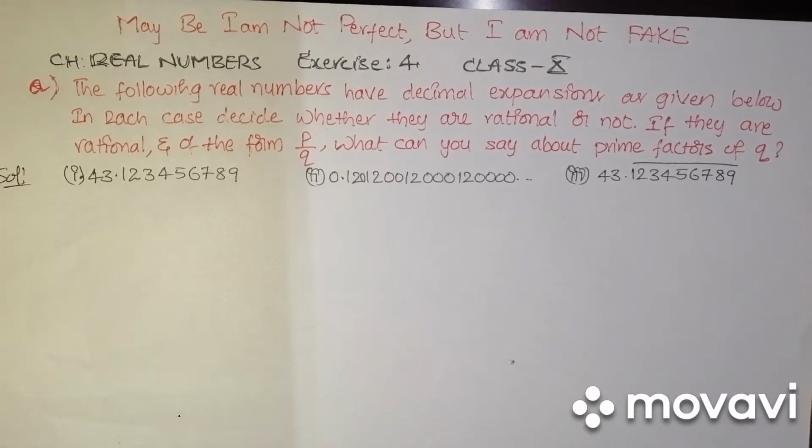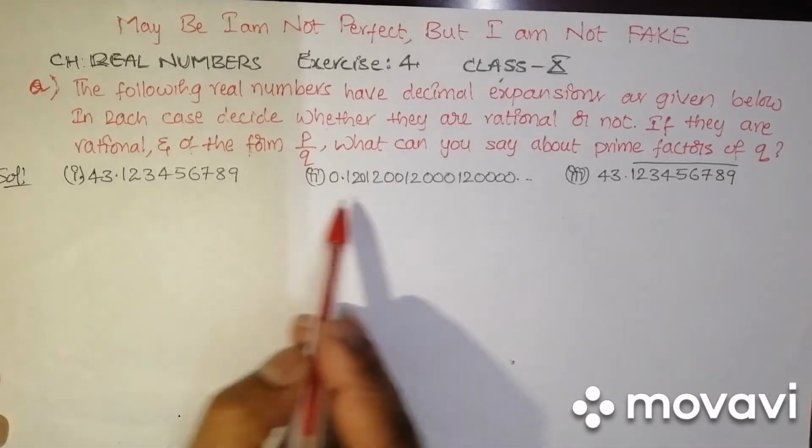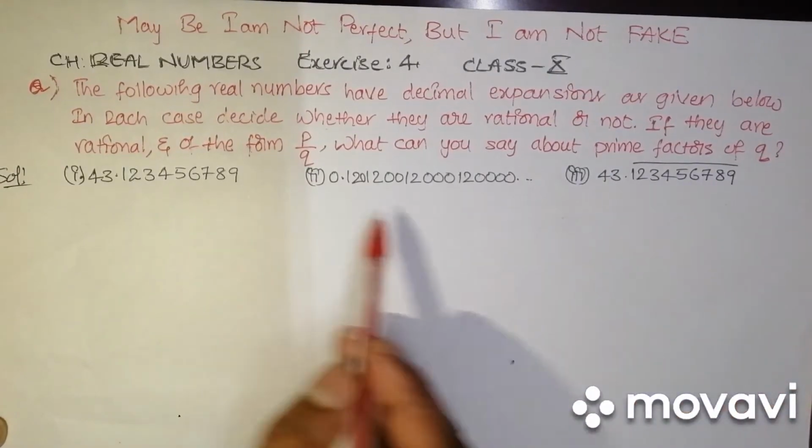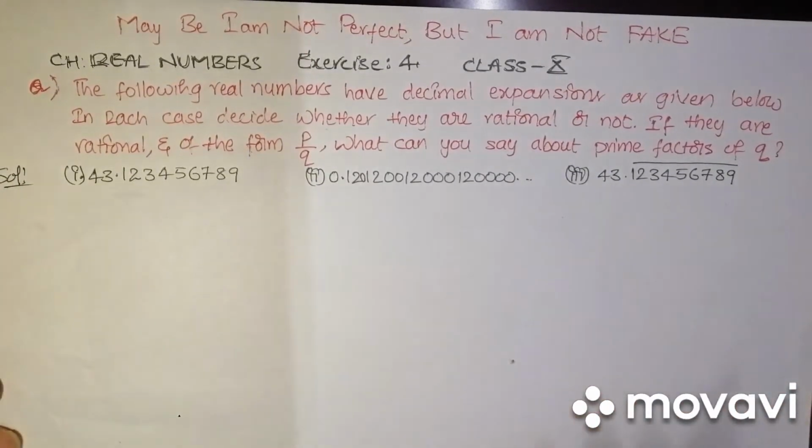Today we are going to solve one of the problems from the fourth exercise of the chapter Real Numbers from class 10. The question here is: the following real numbers have decimal expansions as given below. In each case, decide whether they are rational numbers or not. If they are rational numbers and of the form p by q, what can you say about the prime factors of q? They have given three problems here and we have to find whether these three are rational or irrational.